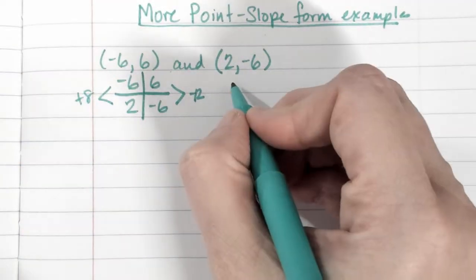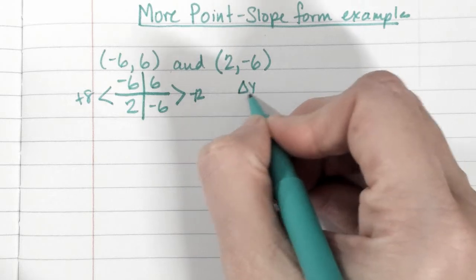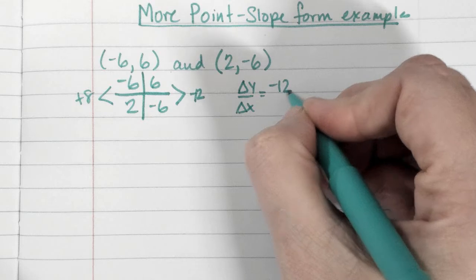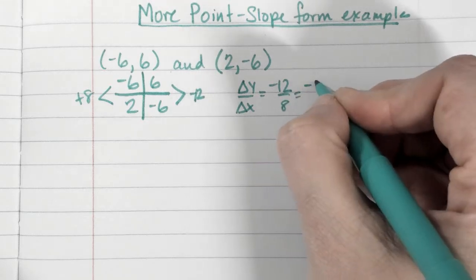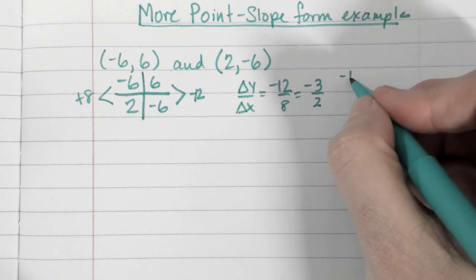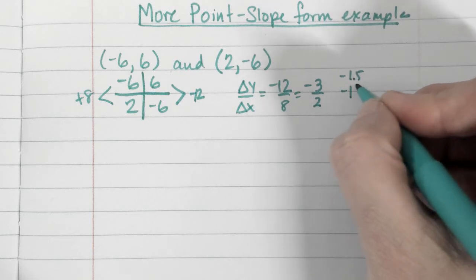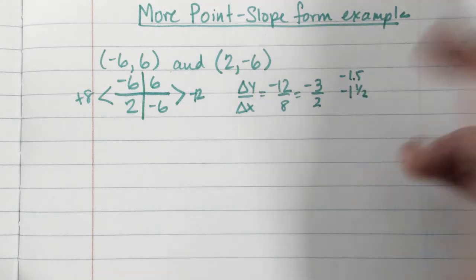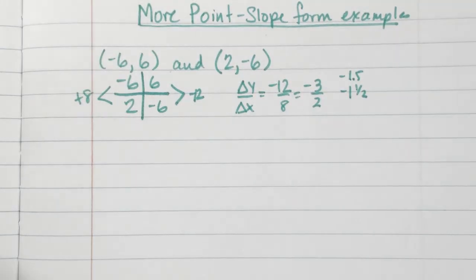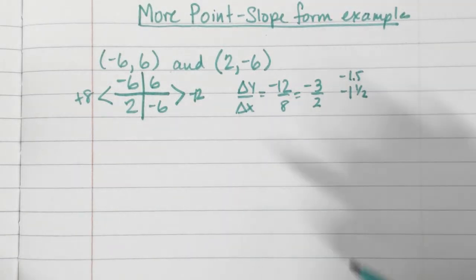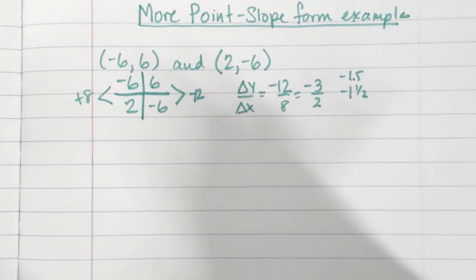Now I find my slope by putting delta y over delta x, and that tells me negative 12 over 8, which is negative 3 over 2. If you want to write it as negative 1.5, or negative 1 1/2, you can. I like to leave my slope as a fraction. That's just how I was taught. When I'm dealing with slope, especially anything that I might have to graph, I leave it as a fraction. But it's not wrong to write it like this. It's just not how I do it.